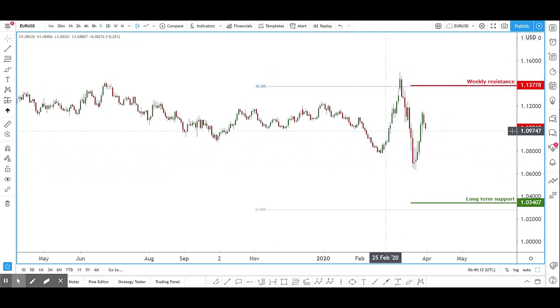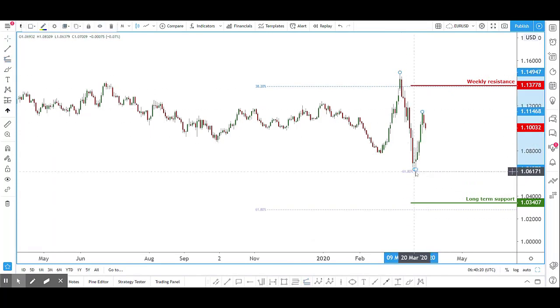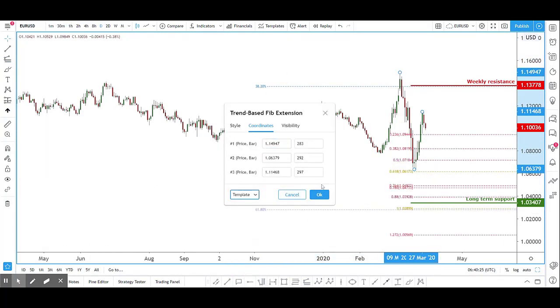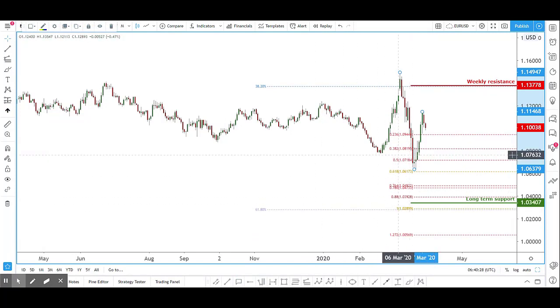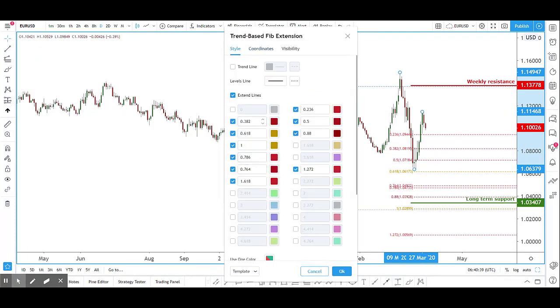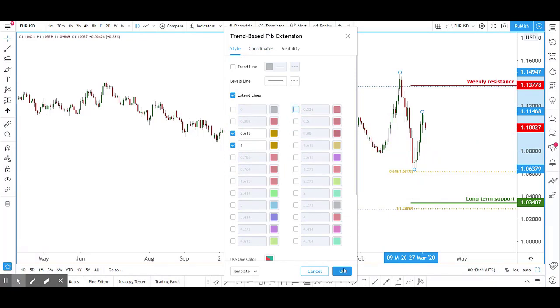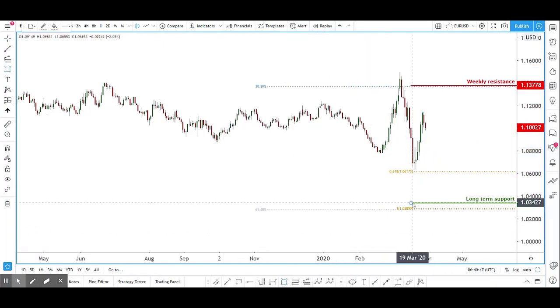So we can take an extension, do a zigzag, take from this swing high to this swing low and back up here again, and we can possibly pull out all the Fibonacci ratios, and we see that the key ratios, the 61.8 lies right at the bottom, and the one time lies at where the long-term support is. So let's just choose these two levels. Let's highlight these two key levels, and I will put this as a zone. This long-term support is essentially a zone.